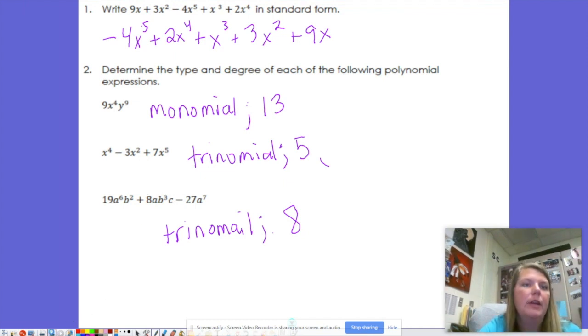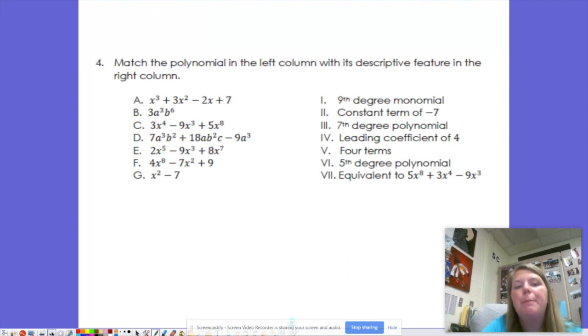All right, the next one I want to look at is number 4. So you have to match the first column with the second column. So if we look at the first one, I'm going to look at this column over here first. So the first one says 9th degree monomial. The only one that's a monomial here is B. So I'm going to say letter B goes with number 1.